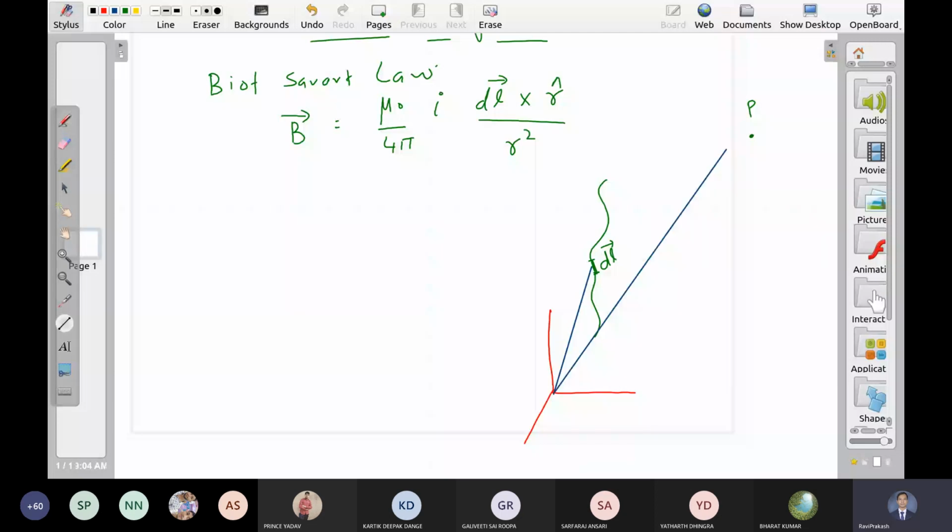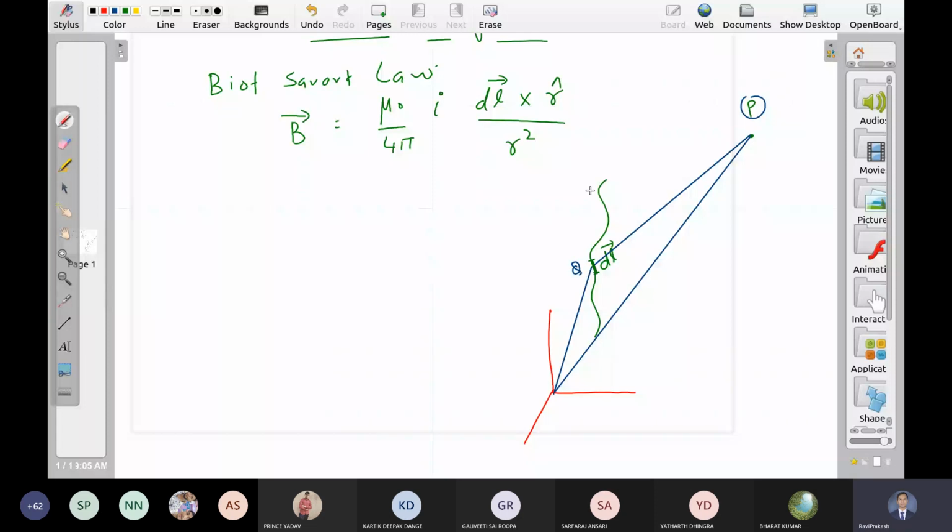So there are 2 points which can vary. One is point P, this point, right? And one point is this, let me call it Q. When I change Q from one end to the other end, I am considering the whole object. If I change point P, I am calculating the field at different points.